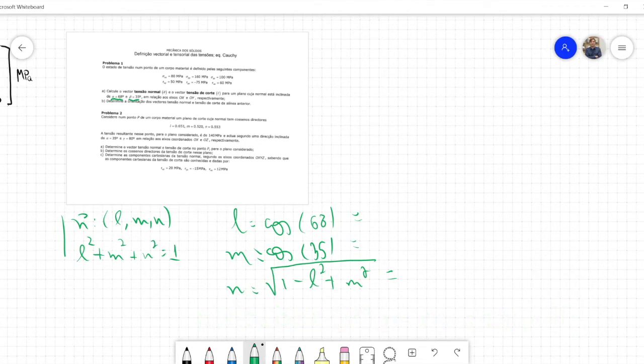Okay, so let's put here the results for the cosines. And the third one from the relationship will be 0.434.